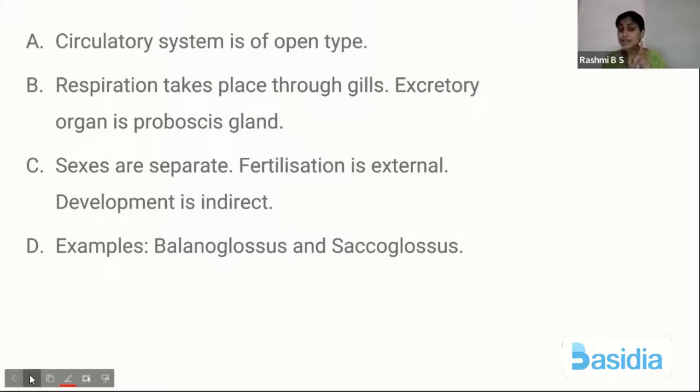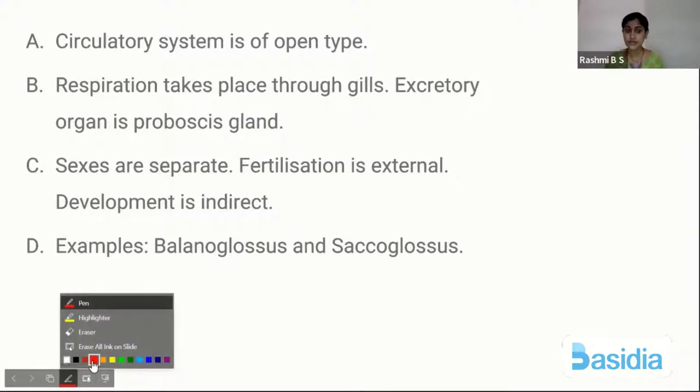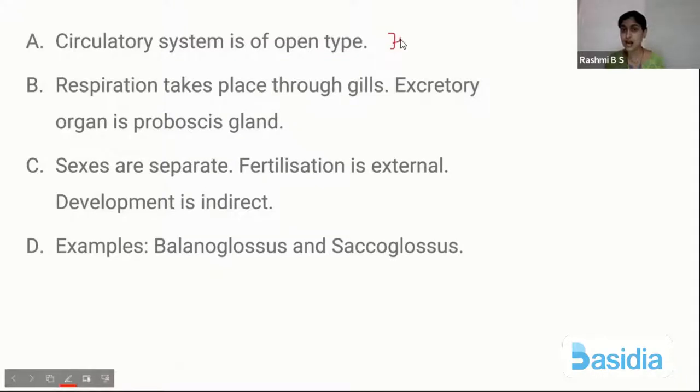When it comes to the circulatory system, it is an open circulatory system. You remember open circulatory system: Hemichordata, Arthropoda, some Mollusca. You remember I have given a mnemonic for you, right? Harm. So the circulatory system in Hemichordata is an open system, children, open system, okay?